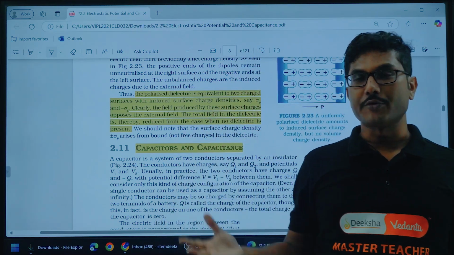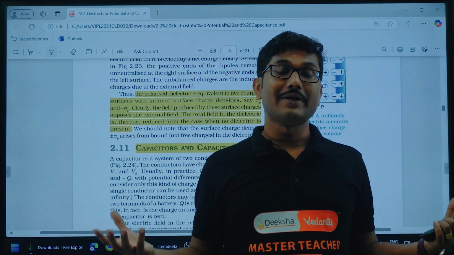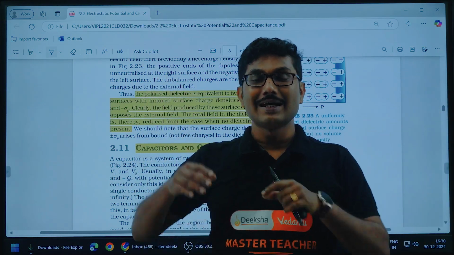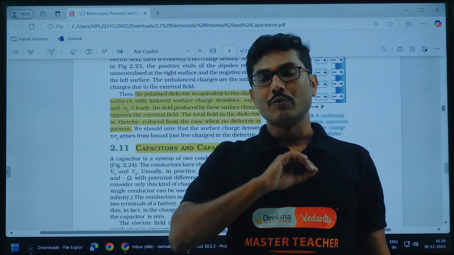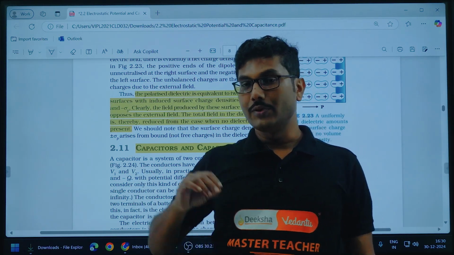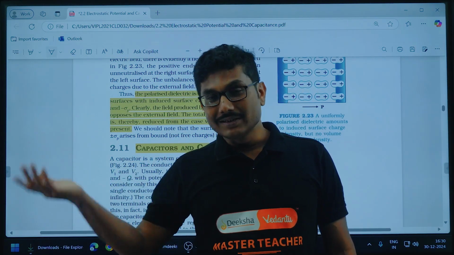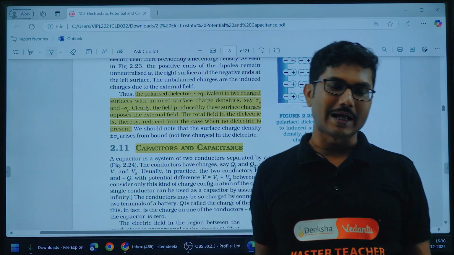So, there is a region of space with an electric field where a dielectric is placed. The electric field inside the dielectric will be completely 0, will be reduced slightly, will increase, like that. They will give you options like these.